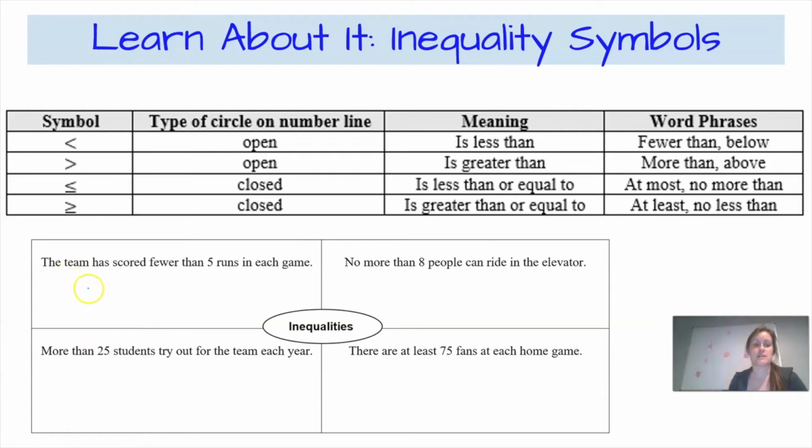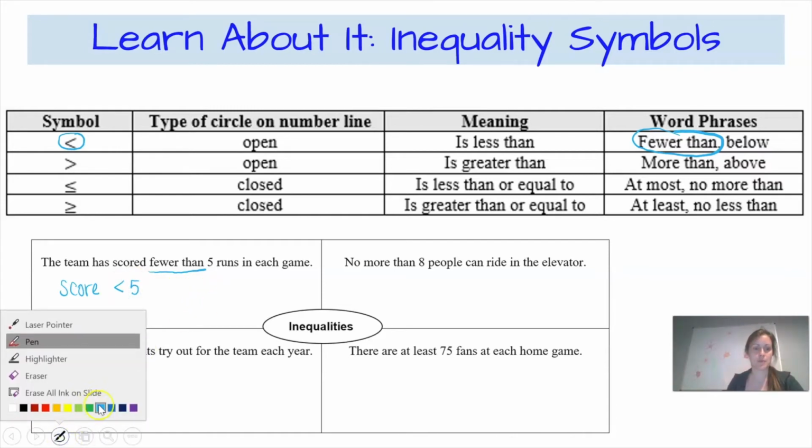The first example says the team has scored fewer than 5 runs in each game. So I think that means the team scored 4 runs or maybe 2 runs or maybe they scored no runs at all. I know that because of the key phrase fewer than. And when I look at my table, I can see that the word phrase fewer than is another way of saying is less than, and I'm going to use this inequality symbol. So the score that the team has made is fewer than or is less than 5 runs.